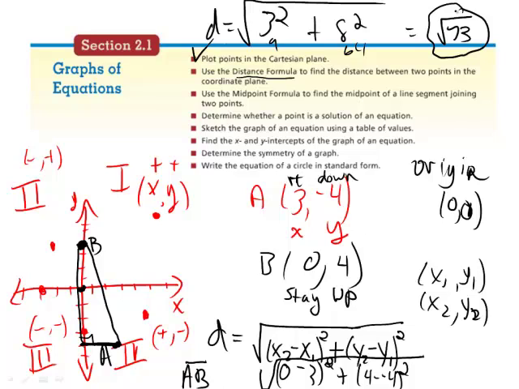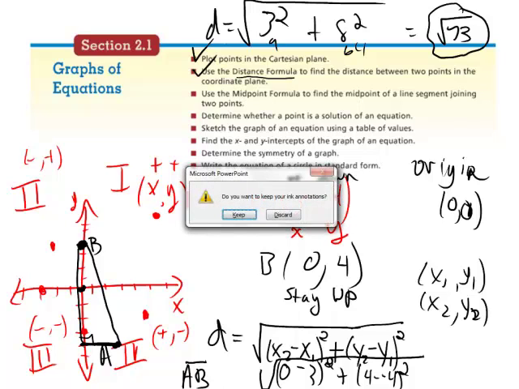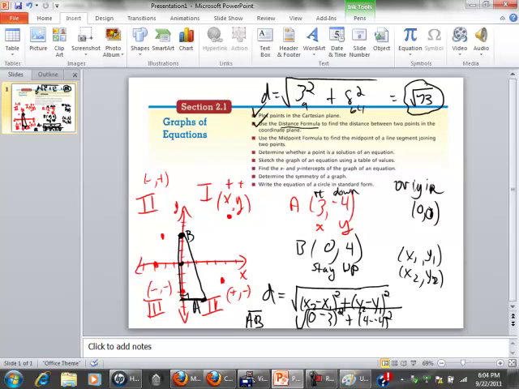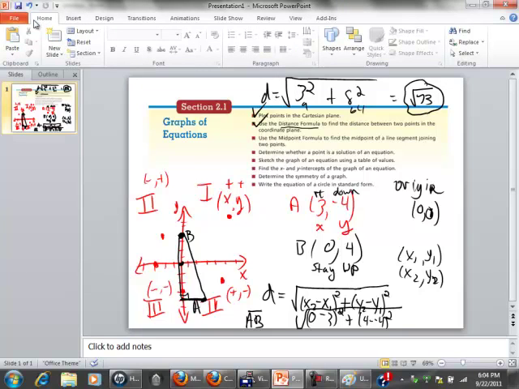So you'll be able to use the distance formula to find the distance between 2 points. Good with that? Questions about that? All right, good. Use the midpoint formula to find the midpoint of a line segment joining 2 points. This already is getting too cluttered, so let me go to another slide. Keep all that. I'll record all this and post it.